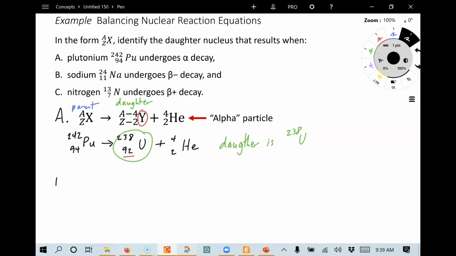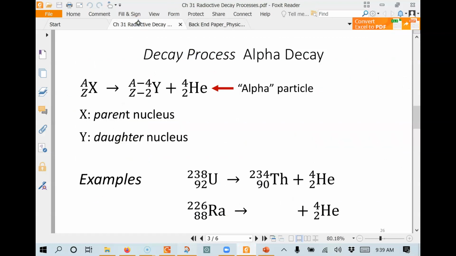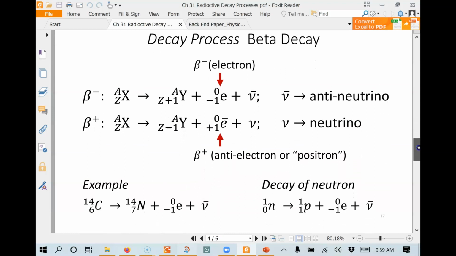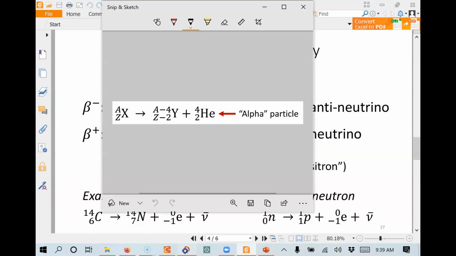Let's look at part B here. In this case, we have sodium-24, which undergoes a beta minus decay. Let's look up that reaction equation. Beta decay, as I said earlier, has two types, beta minus and beta plus. Beta minus is the emission of an electron. Let's copy that equation and paste it in there.